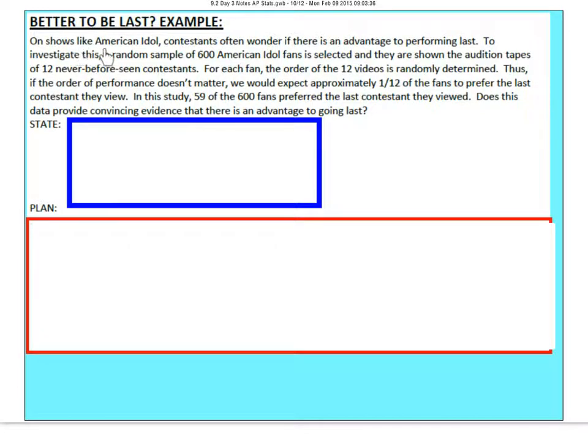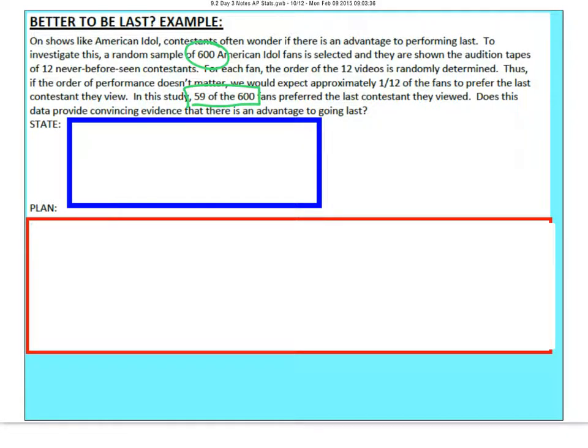Here we have shows like American Idol. Contestants wonder if it's advantageous to perform last. To investigate this, a random sample of 600 American Idol fans is selected and shown the audio tapes of 12 never-seen-before contestants. For each fan, the order of the 12 videos is randomly determined. Thus, if the order of performance doesn't matter, we would expect approximately 1/12 of the fans to prefer the last contestant they view. In this study, 59 of 600 preferred the last contestant they viewed. Does this give convincing evidence that there's an advantage to going last?